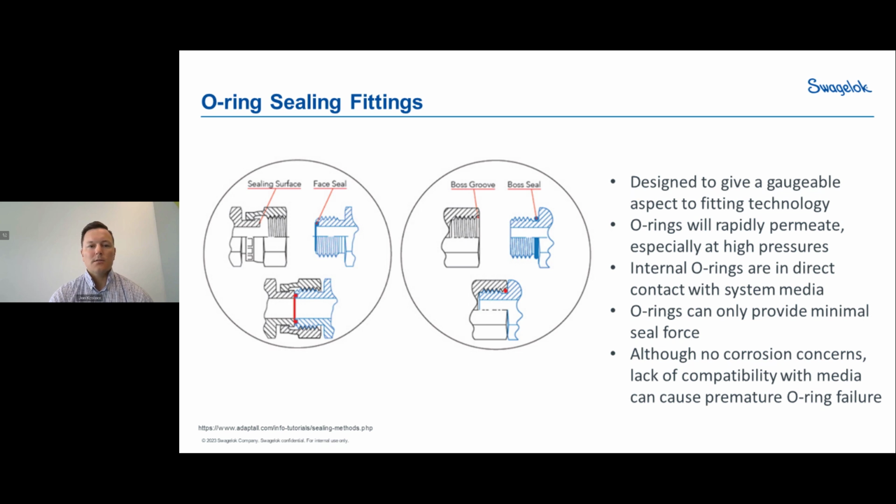Now, there are some drawbacks to this solution of gaugeability, in that O-rings, as Matt had described and you saw on the chart, will permeate, and sometimes rapidly, because that path is very short. So if you're using a fluid that has a tendency to permeate, or a sealing material that allows rapid permeation, it could be something to consider given the application.